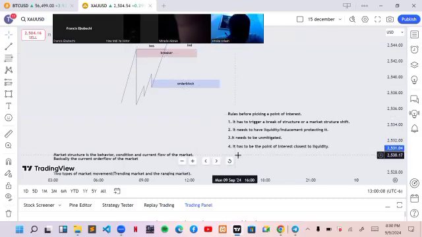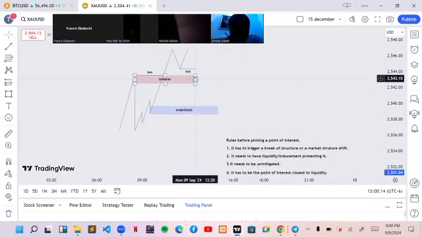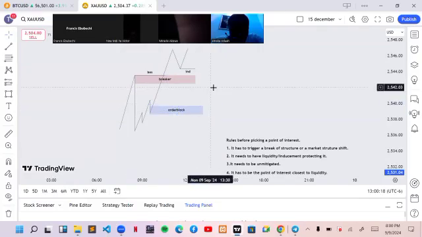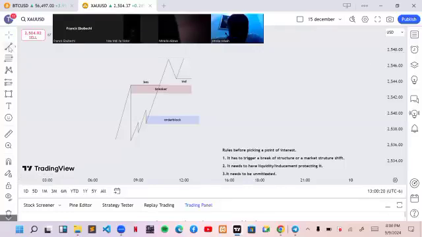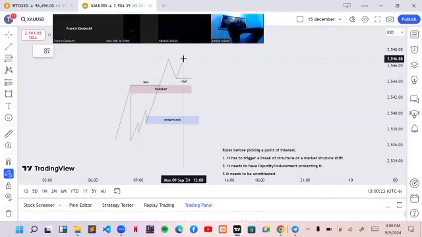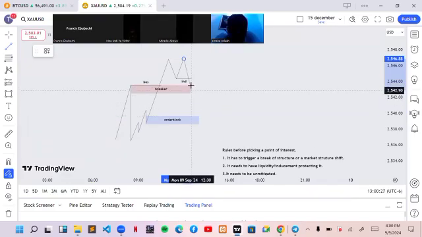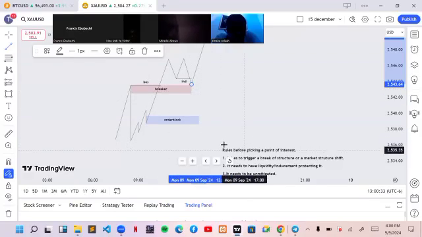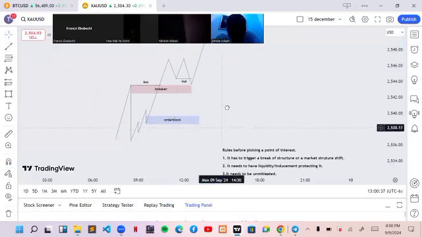But the fourth rule says it has to be the point of interest closest to liquidity. If you pay attention here, the breaker block is a point of interest. The other block is also a point of interest. But the point of interest closest to liquidity is the breaker. That was why when the market comes here to eventually sweep this inducement, it will not buy from this other block. It will buy from the breaker block. Why? Because the breaker block is the point of interest closest to liquidity, and it matches all four rules in picking a point of interest.